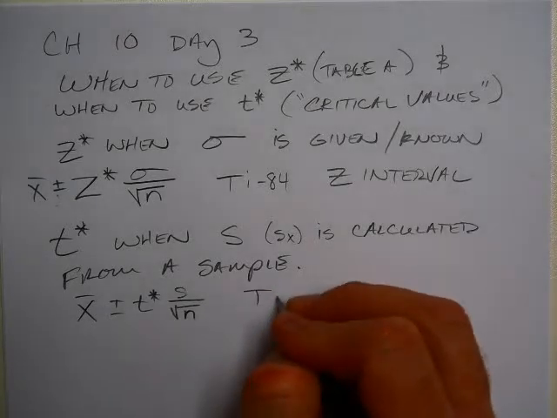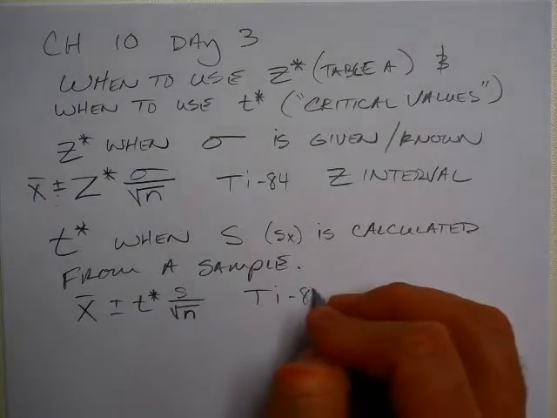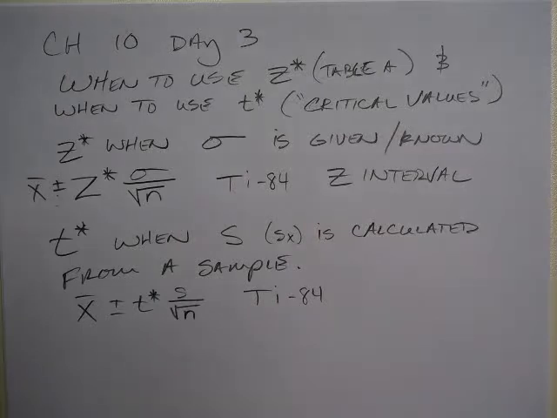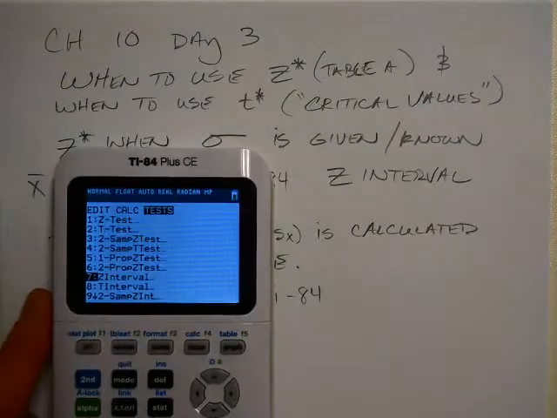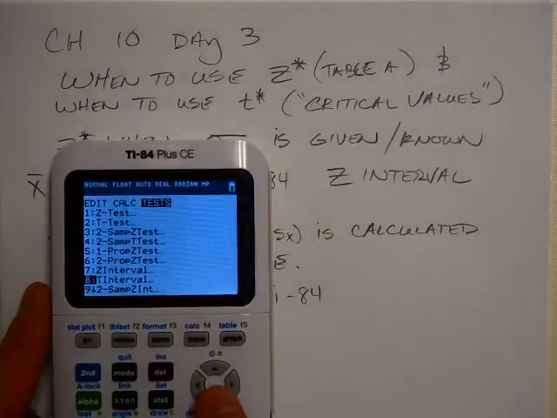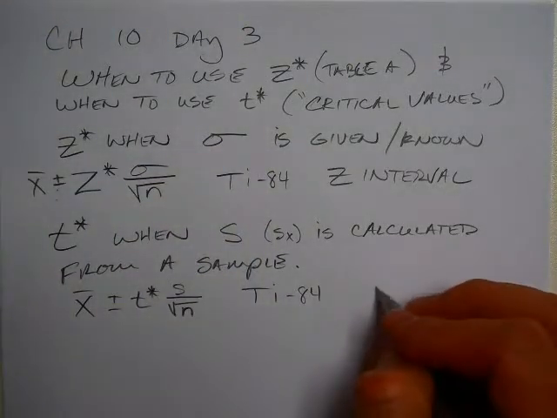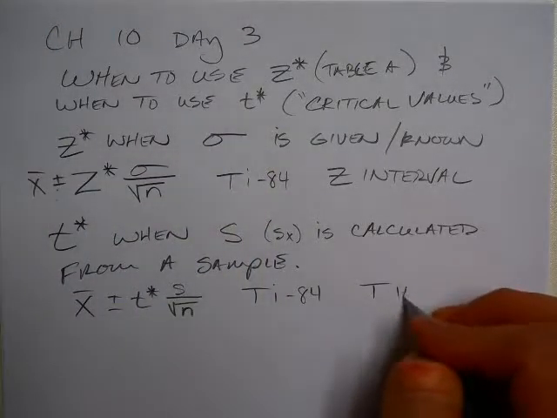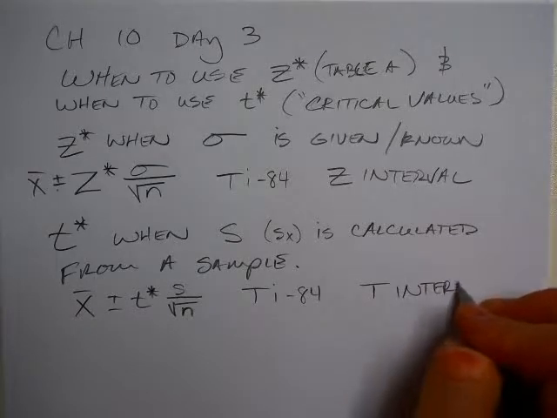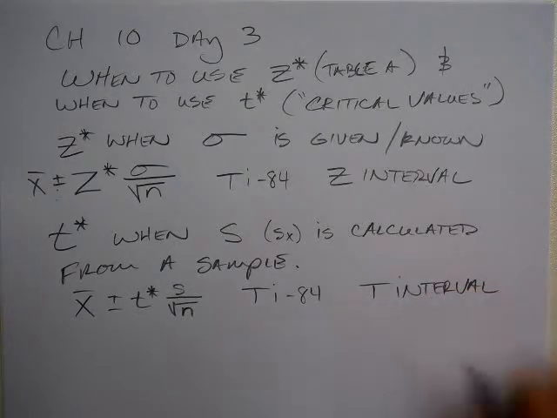And in the TI-84, there's a shortcut for that too. It's in the same spot. It's right underneath the Z interval. It's called the T interval. And I'll show you how to use these today. It's quite simple. You'll probably want to strangle me for not teaching it to you sooner. But there's a reason that I didn't.